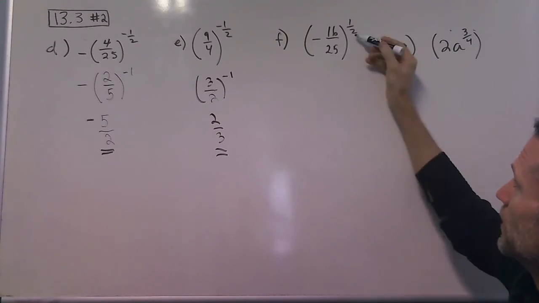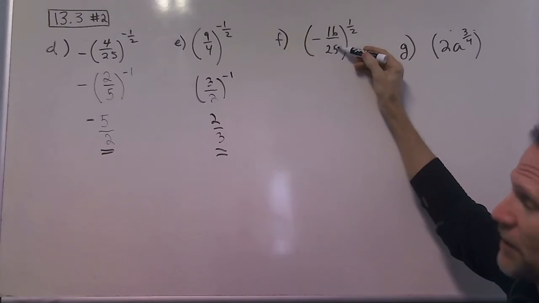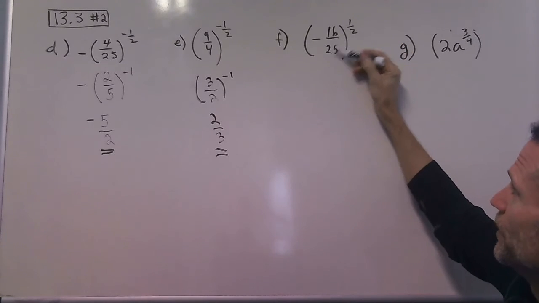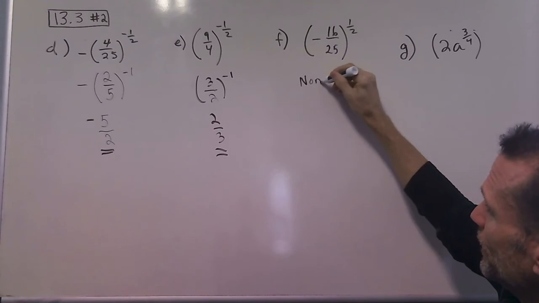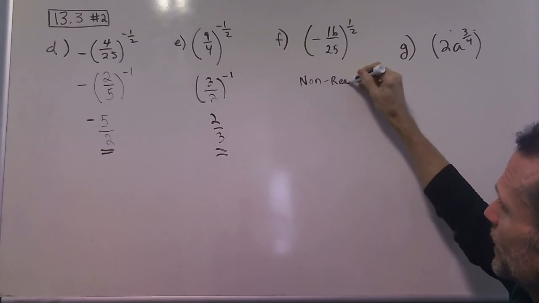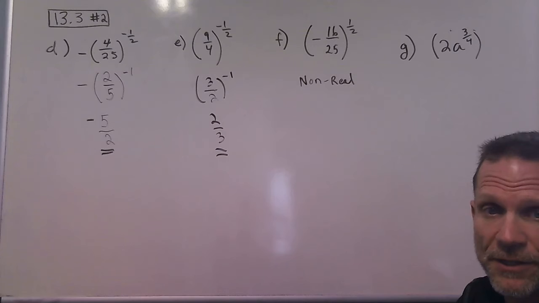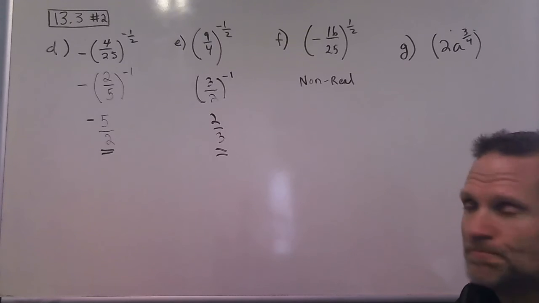Next up, this is the square root of a negative number. And again, at this point, what we're going to write is non-real. You can test that on your TI-84 graphing calculator also, if you'd like to.